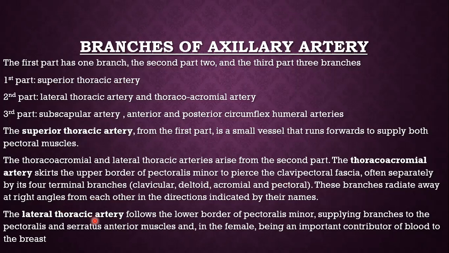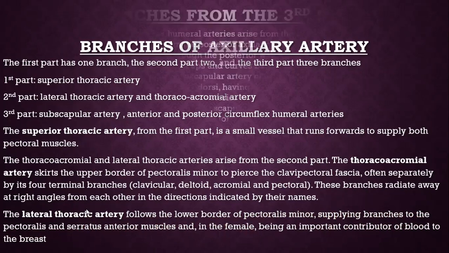Now, the lateral thoracic usually follows the lower border of pectoralis minor, supplying branches to the pectoralis and the serratus anterior muscles. In females, it is large and it is an important contributor of blood to the breast. Okay, so in females, it is large to supply the breast.